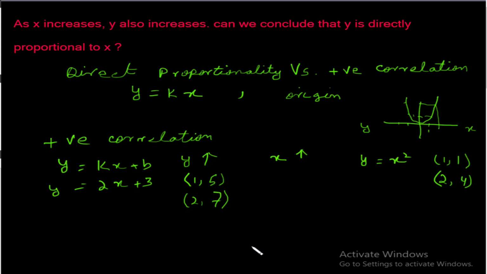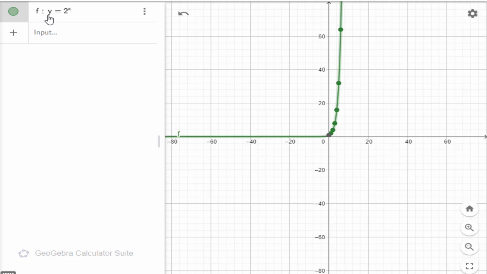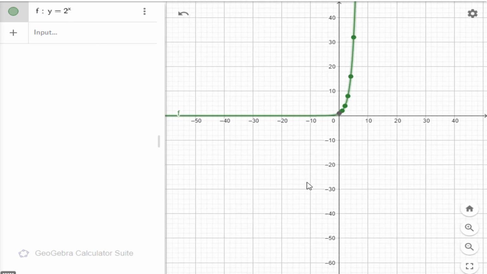And another one, the exponential relationship. y could increase exponentially as x increases, such as y is equal to a to the x, where a is always greater than 1. For example, y is equal to 2 raised to the power x. And for our convenience, we will now switch over to GeoGebra to see its graph. So let's go there and see how y is equal to 2 raised to the power x behaves. This exponential function is like this one.